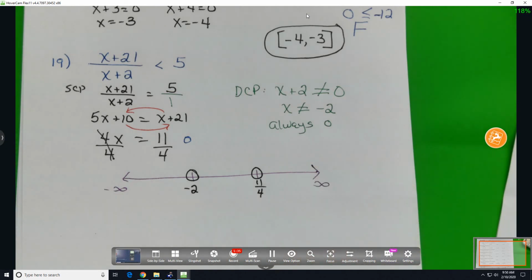That's not what I'm going to test. What am I going to test? 0, which lies where? In between a negative and a positive.